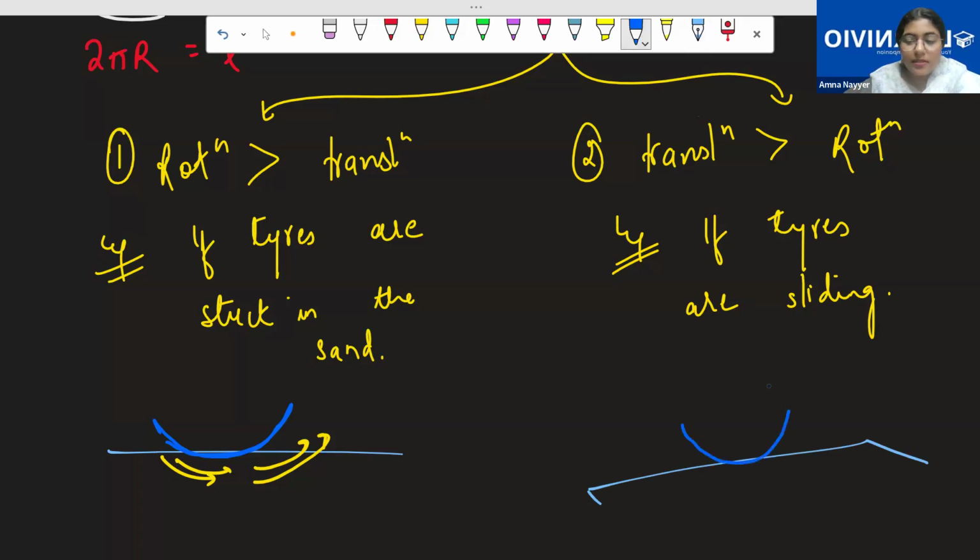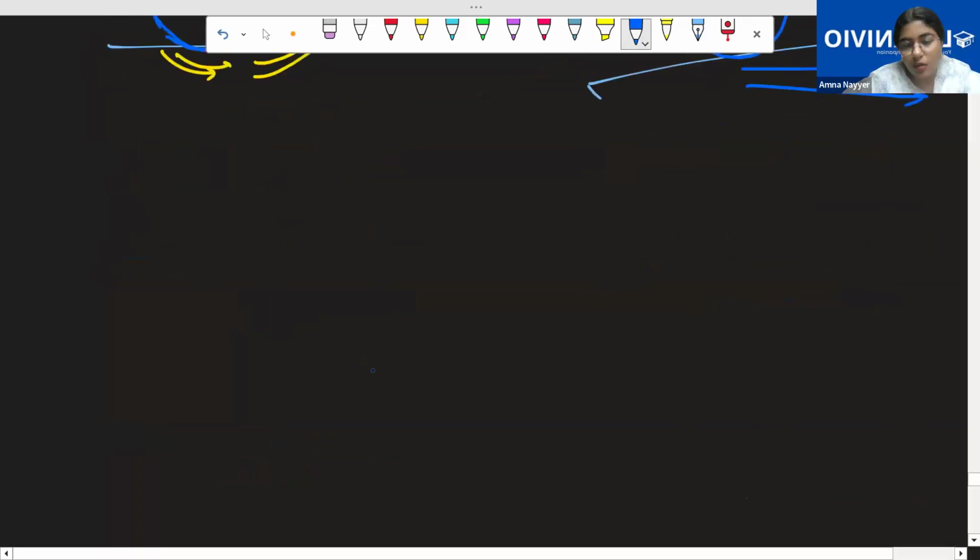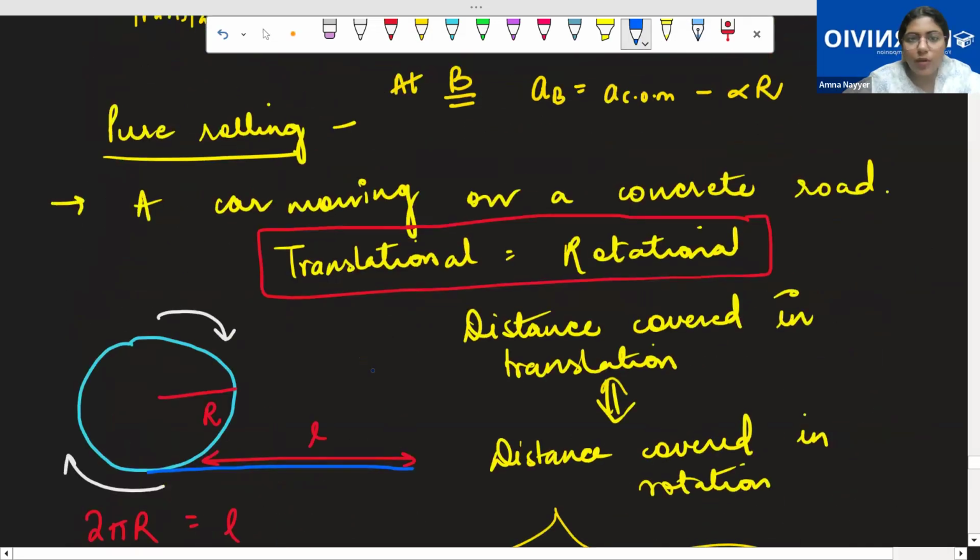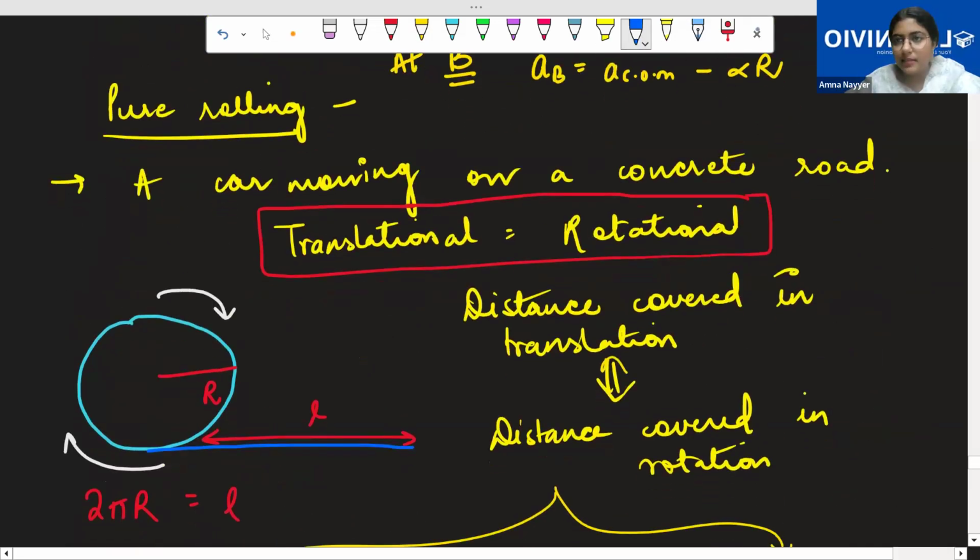So what happens? Especially in the skidding of the car, when the car skids off, what happens? The car's tires just move like this without any rotational component. That is when translational is greater than rotation. Okay, then we are just left with kinetic energy. Write about pure rolling. Then let's discuss kinetic energy.